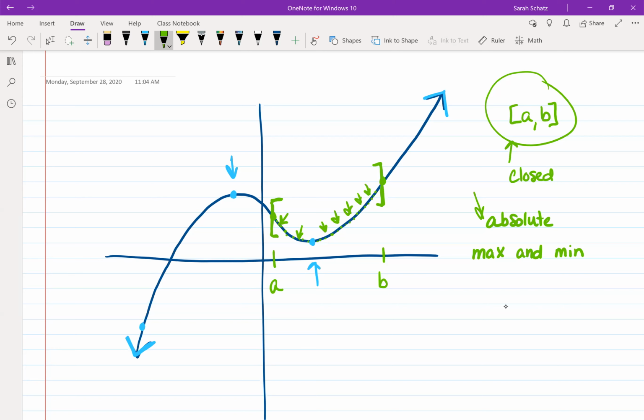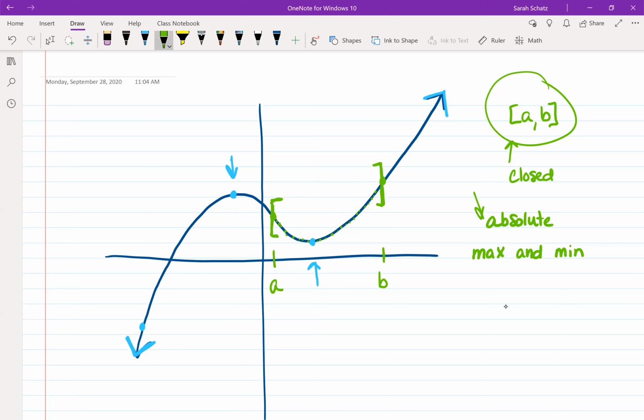Would I just have to test multiple values in my interval until I thought, okay, this is probably the highest or this is probably the lowest? You guys, that would take forever. But looking at this picture, we can deduce some things that will help us do it faster.